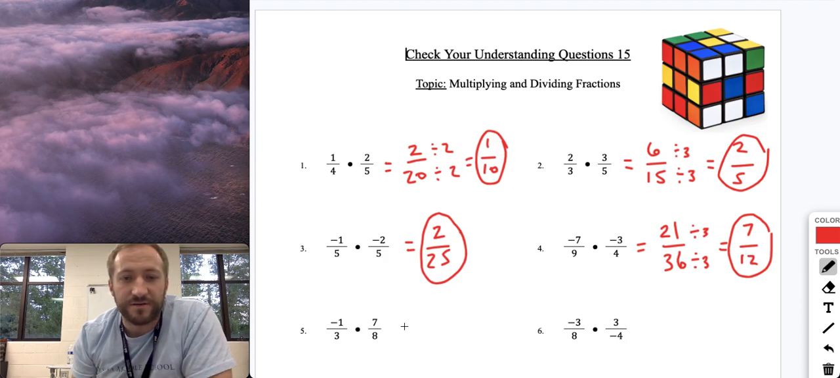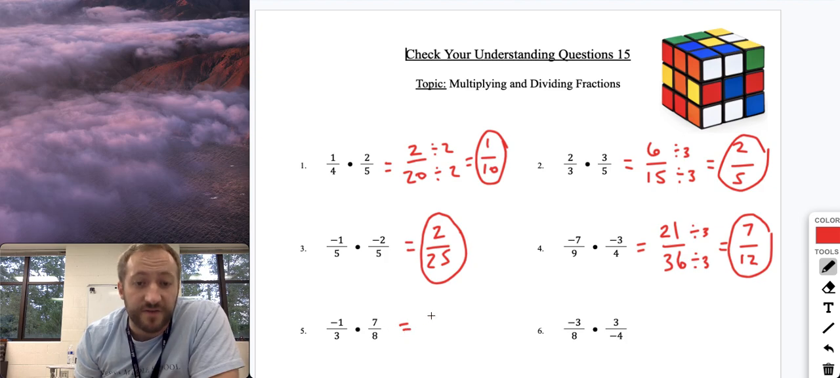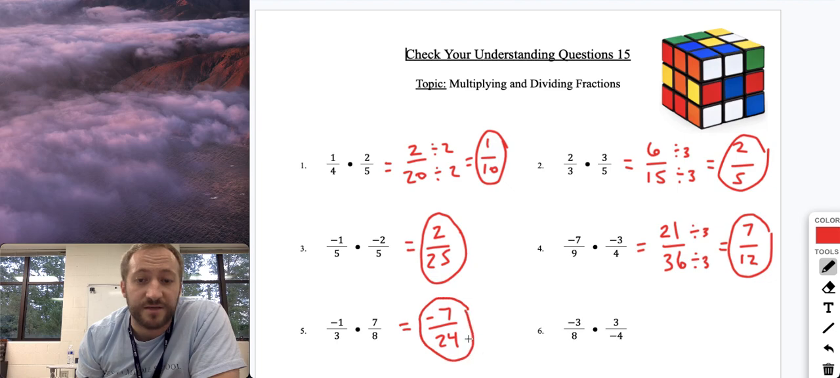Let's look at the next one. Again, multiplying fractions is the best because I just get to multiply the numerators, then the denominators, and then check if I can simplify. It's awesome. Let's look at this one. Negative 1 times 7 gives me negative 7. 3 times 8 gives me 24. There's nothing that can go into 7 and 24. Nope, there's no greatest common factor, so that is it.